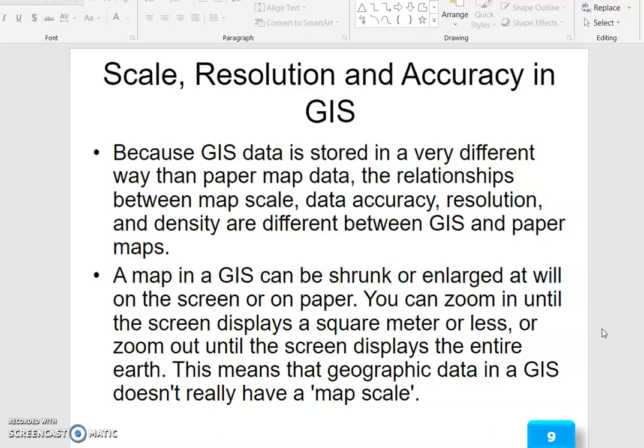So, scale, resolution and accuracy in GIS, because GIS data is stored in a very different way than paper map data. The relationship between map scale, data accuracy, resolution and density are different between GIS and paper maps. A map in a GIS can be shrunk or enlarged at will on the screen or on paper. You can zoom in until the screen displays a square meter or less, or zoom out until the screen displays the entire earth. This means that geographic data in a GIS does not really have a map scale.